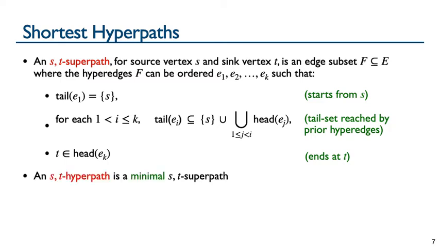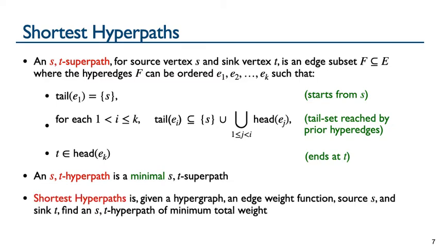Finally, we define an ST hyperpath as a minimal ST superpath. Minimality captures that there are no useless hyperedges in the hyperpath. In other words, in removing any hyperedge, T is no longer reachable from S.